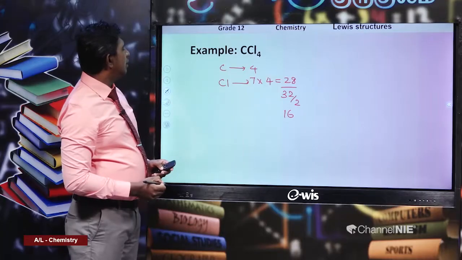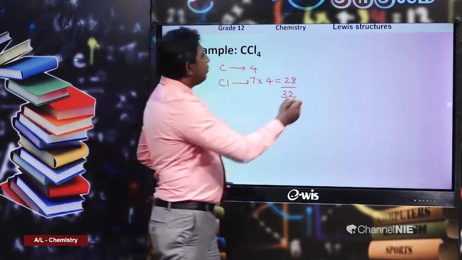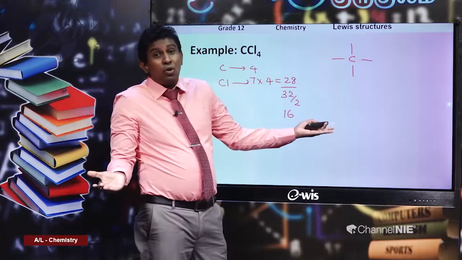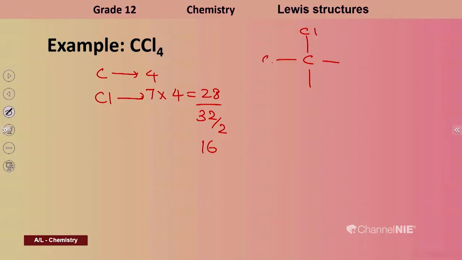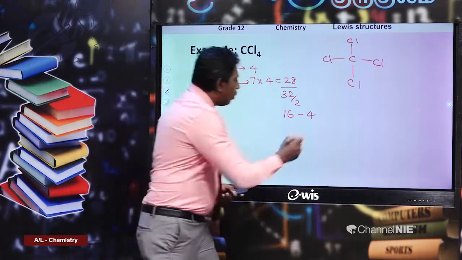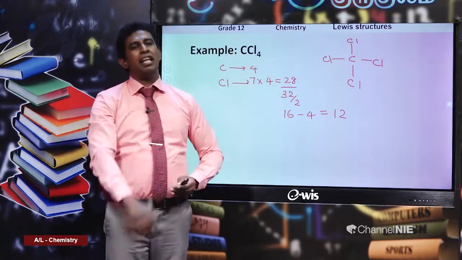Then students, out of chlorine and carbon, carbon is the least electronegative. So let's place carbon in the mid position. Then let's place those 4 chlorine atoms in the terminal positions. They are the lateral atoms, peripheral atoms. Then students, in the skeleton we have already drawn 1, 2, 3, 4 bonds. It's 4 bonds we have already drawn there. You deduct 4 from 16. So you get 12. You have another 12 pairs of electrons left behind.